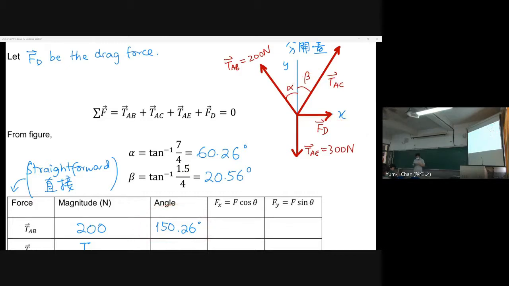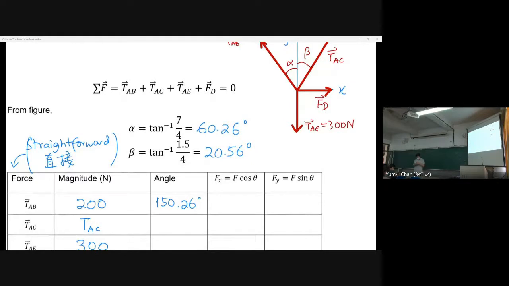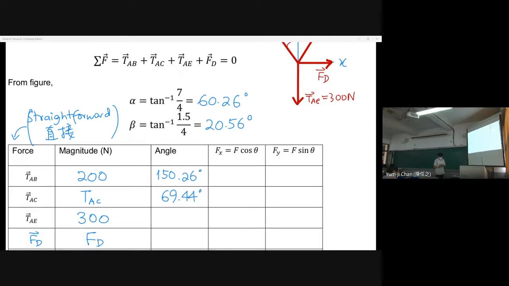So we get 150.26. And TAC is beta, and remember that we count the angle as positive if it is counterclockwise, but here beta is 20.56 degrees the other way, so the final angle is 69.44 degrees, okay? You know the other two: this one is 270, and this one is 60. Now you can do the rest.